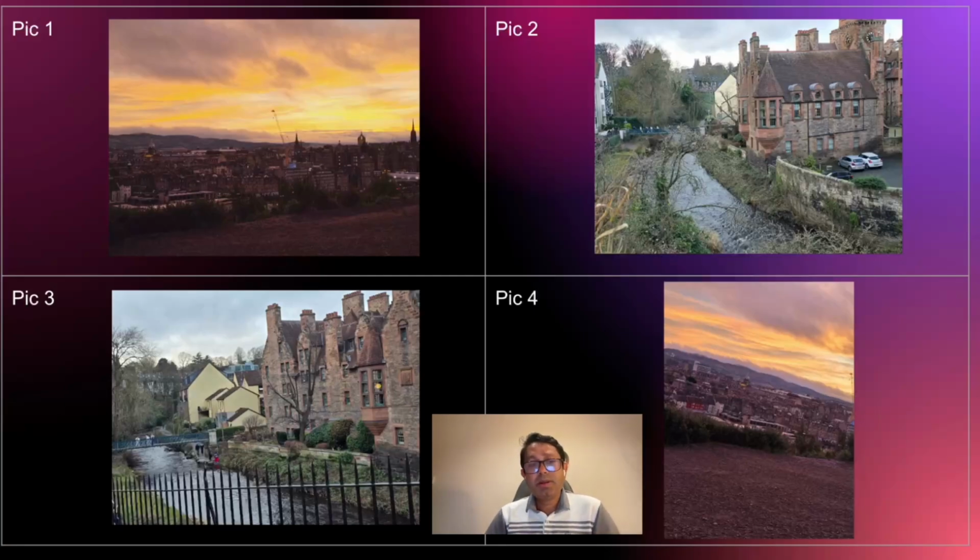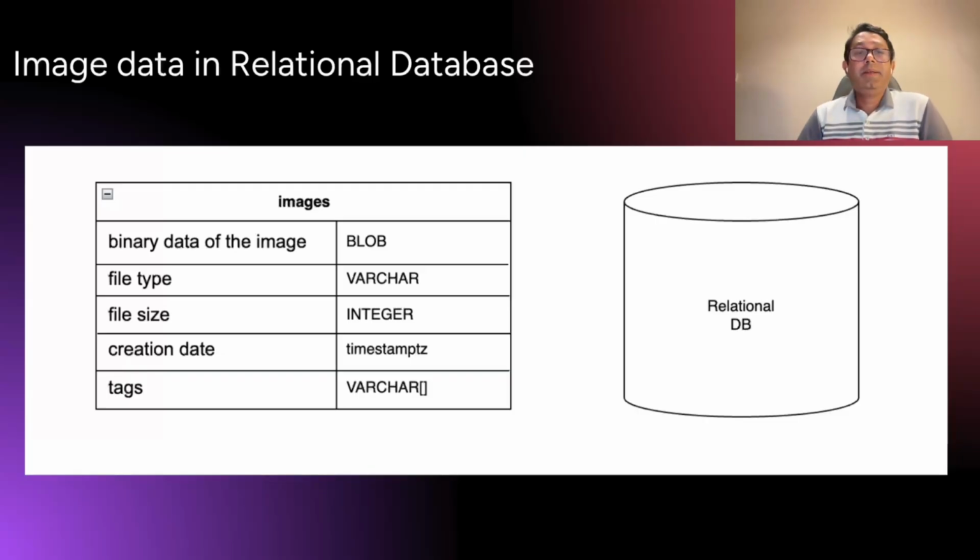Suppose we want to store those digital images. Ideally, we should store them in cloud storage like Amazon S3, but for simplicity, let's think that we'll use a relational database. The database table will look something like this. There can be one column for storing the binary data of the image. There can be some columns for storing the metadata like file type, file size, creation date, etc. And there can be another column for an array of tags, like for storing the tags sky, building, canal, etc.